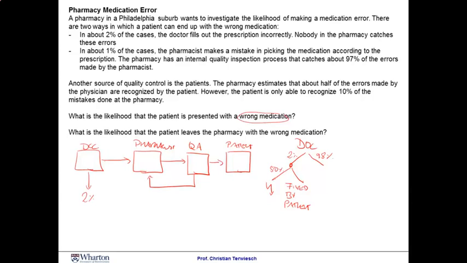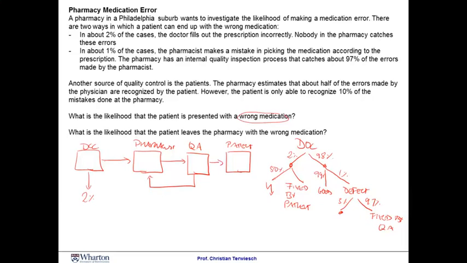Now, for the 98% of cases where the doctor makes the right decision, it's left to the pharmacist now to mess up, if you wish. So in 99% of the cases, things will look good, right? So the pharmacist will do the right thing. And in only 1% of the cases will the pharmacist make a mistake, a defect. Now, if you look at those defects, in 97% of the cases, this defect is going to be fixed by the pharmacy's QA person. And in 3% of the cases, it will be presented to the patient.